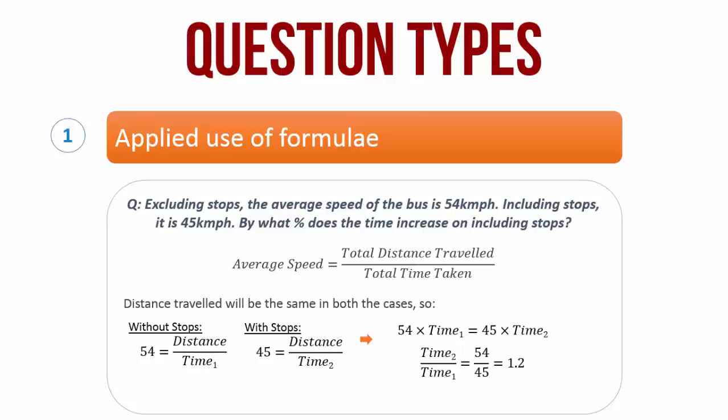So what we basically need is time 2 divided by time 1 expressed as a percentage. Since the distance is the same, we have 54 into time 1 is equal to 45 into time 2. Therefore, time 2 by time 1 equals 54 by 45, which is equal to 1.2, that is 20%. So this question is the applied use of formula.